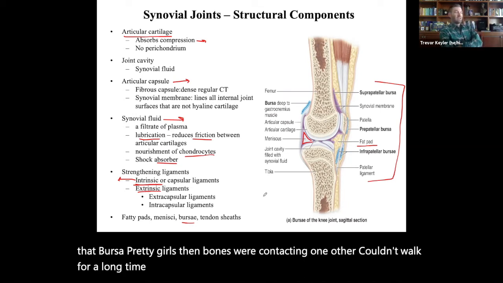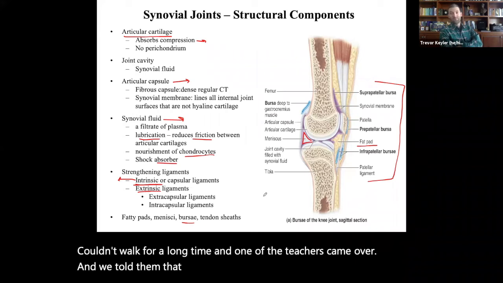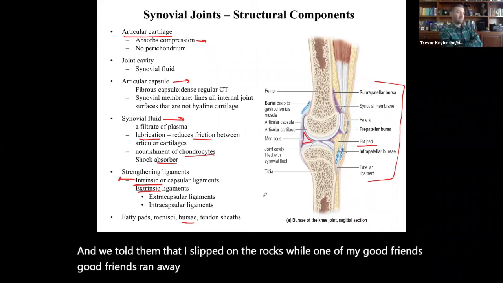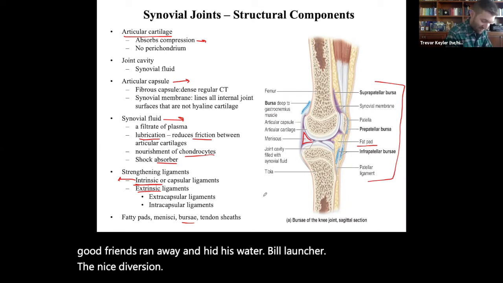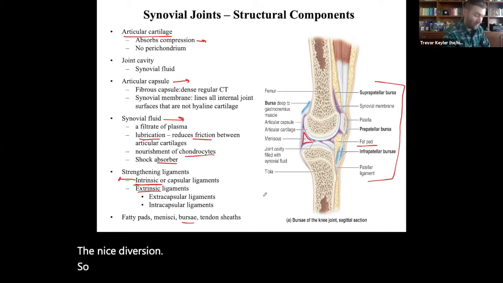And one of the teachers came over, and we told them that I slipped on the rocks while one of my good friends ran away and hid his water balloon launcher. Yeah, a nice diversion.